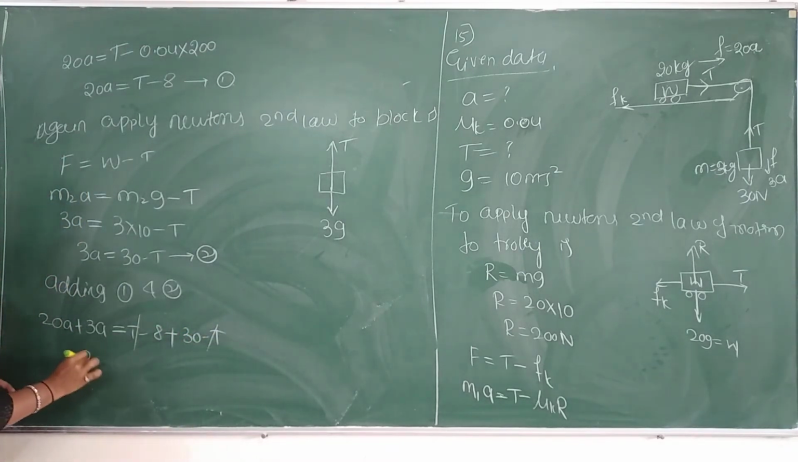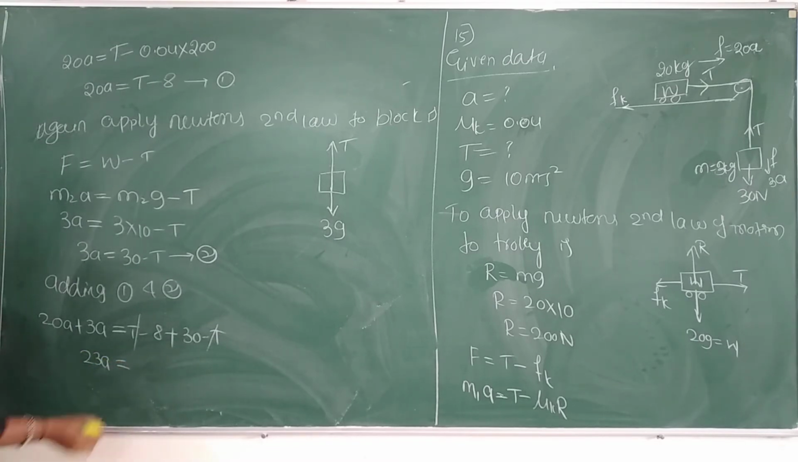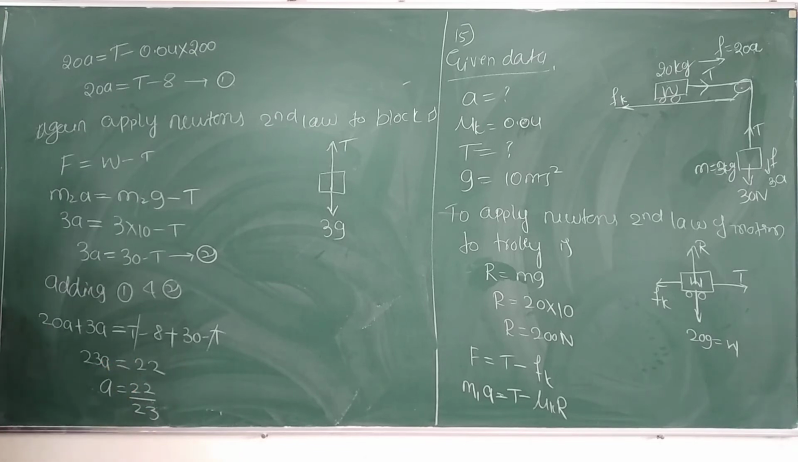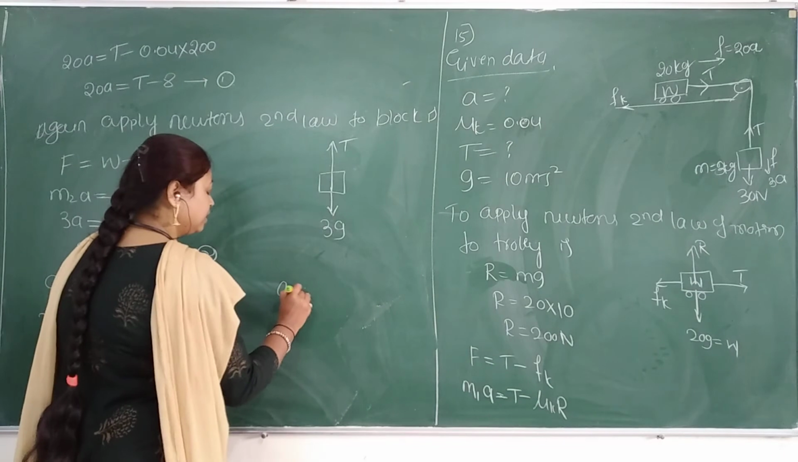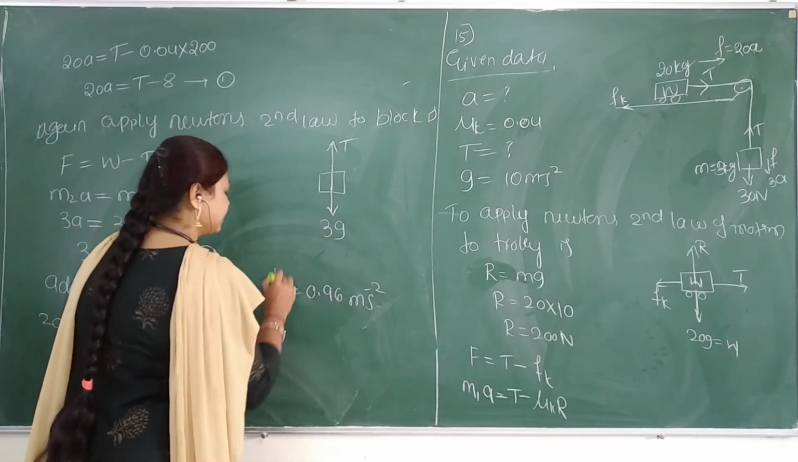Here it is 23A is equal to 30 minus 8, which is 22. A is equal to 22 divided by 23. How much will you get? A is equal to 0.96 meter per second square.